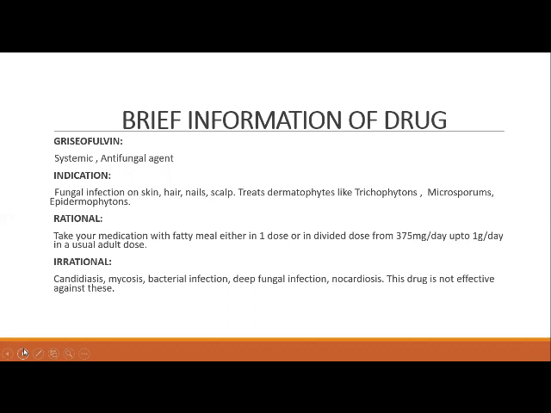The rationale of the drug is that it should be used with fatty meals, either in one dose or in divided doses. The dose of Griseofulvin usually ranges from 375 mg per day up to 1 gram per day in a usual adult dose. The irrational use of the drug is in certain infections like candidiasis, mycosis, bacterial infection, deep fungal infection, and nocardiosis. This drug is not effective against these.